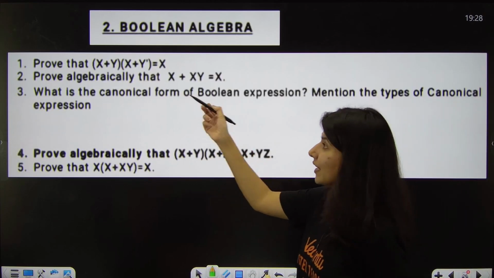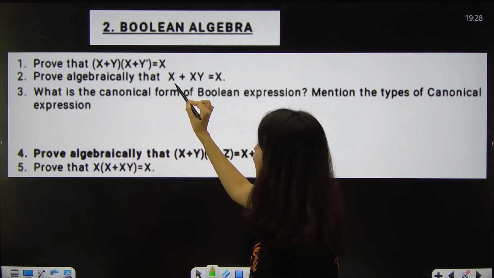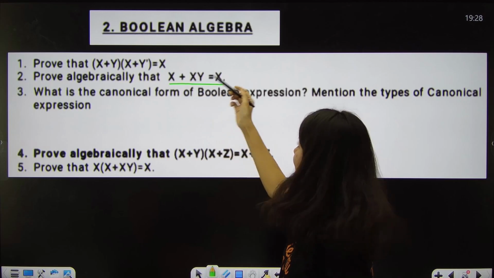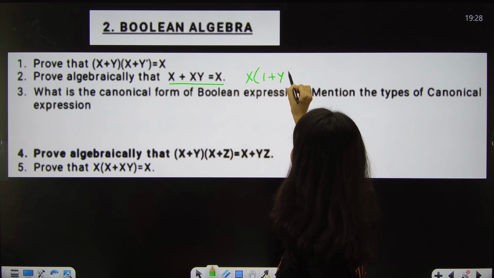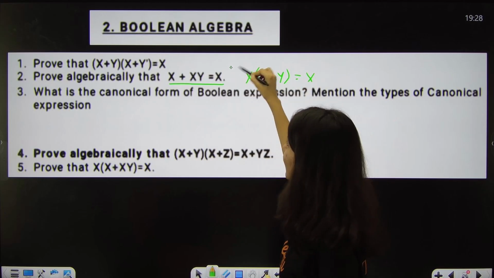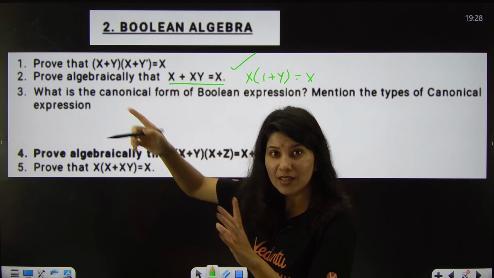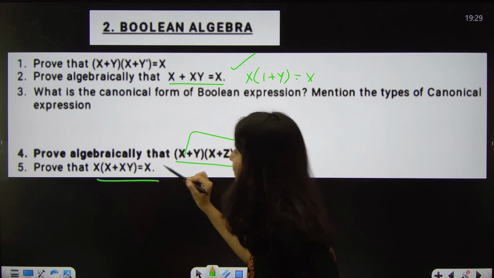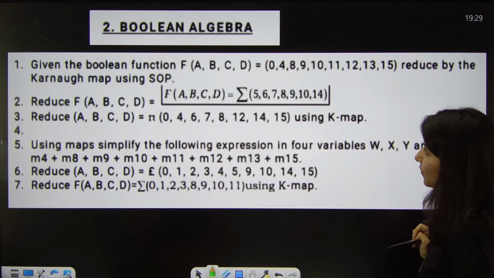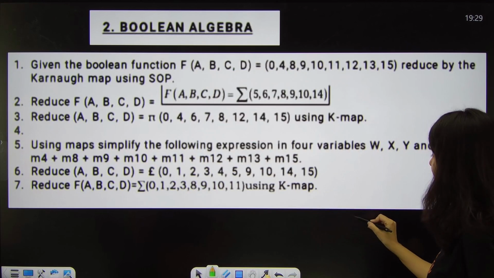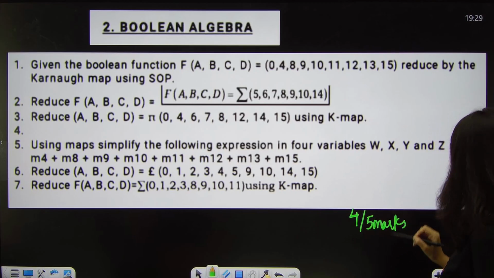And again prove that. Remember we did this type of question, x plus xy is x. How do you do that? Take x common, 1 plus y equals x. Now you'll understand, this is 1, x times 1 equals x, done. This is also the same, you multiply, you will get the answer. We did the same thing, you can do it. These are the questions from Boolean algebra. Again, the higher marking questions, 4 or 5 marks question you will get from Boolean algebra.